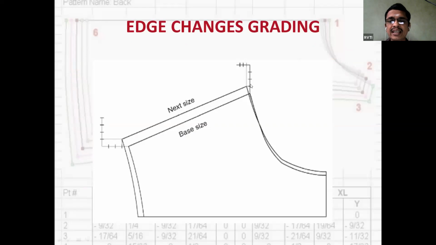So what measurement are we applying here? We are applying the length or neck depth measurement. We are applying the neck width measurement. And here we apply the shoulder measurement and length measurement, like that. First we go in one direction, horizontal, then vertical. Somebody may do it like this, and that's called edge changes grading.